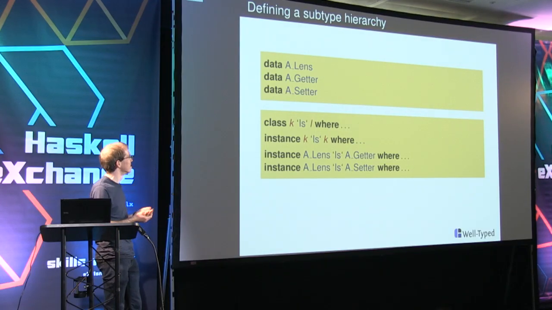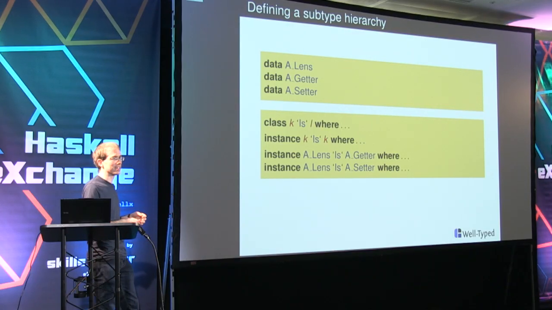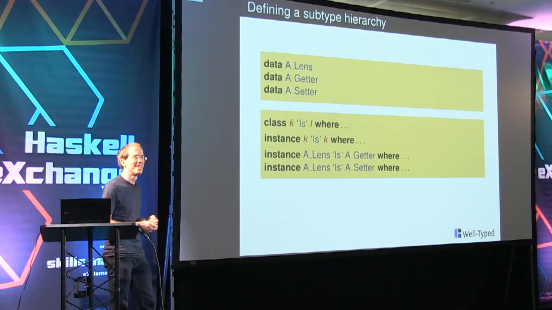We have tag types for the different optics, and we have a class that expresses when one of those is a subtype of another. We might potentially have quite a lot of instances, given that the number is going to be quadratic in the number of different flavors we're distinguishing. But you tend not to define these new kinds of optic every day. So I think probably we can get away with the number of instances required.